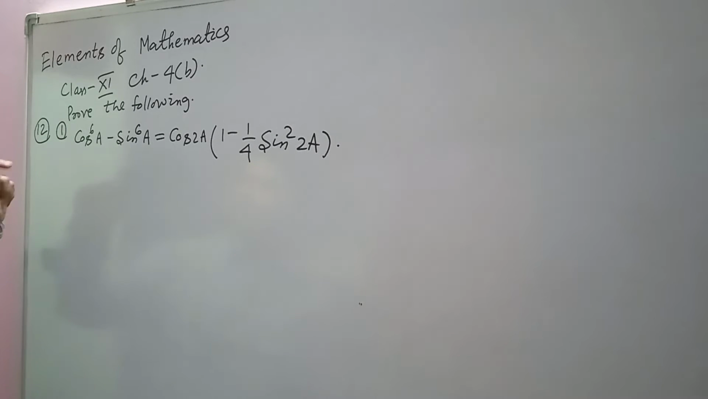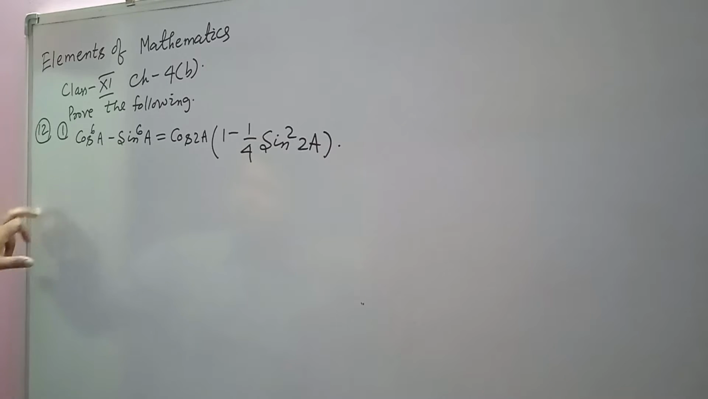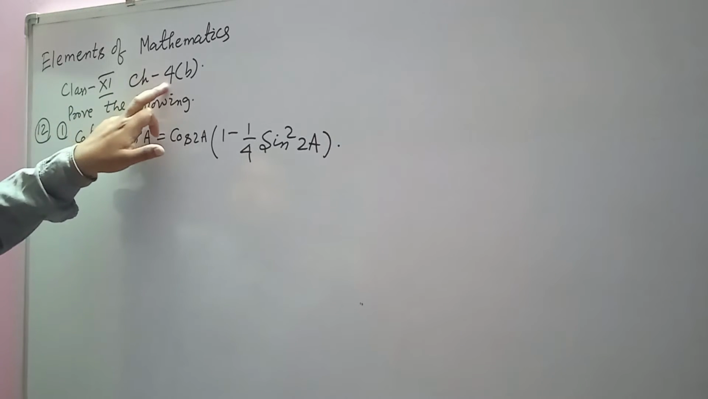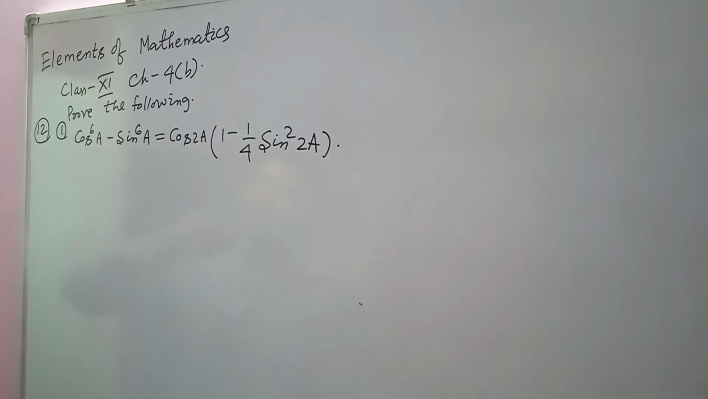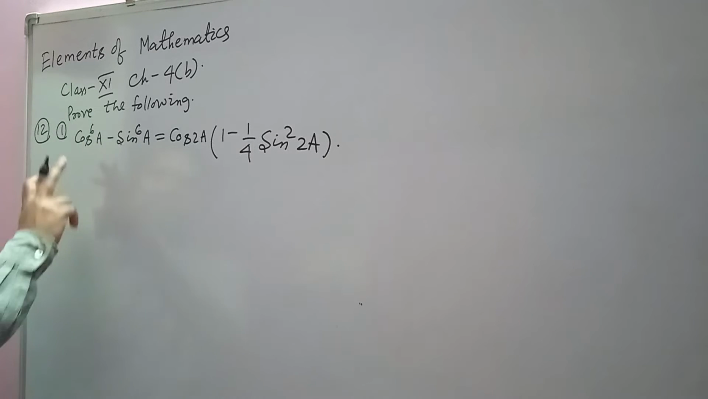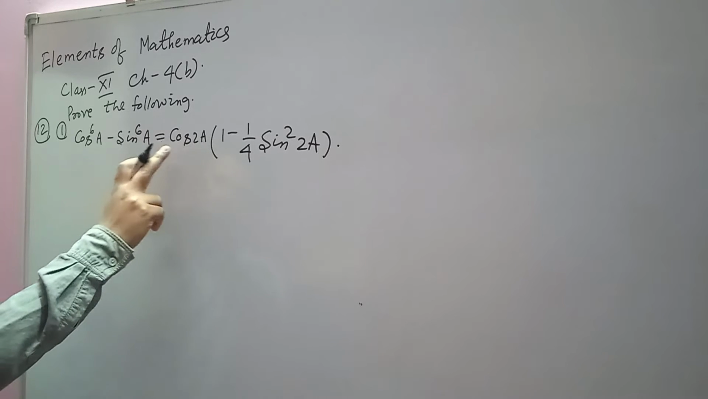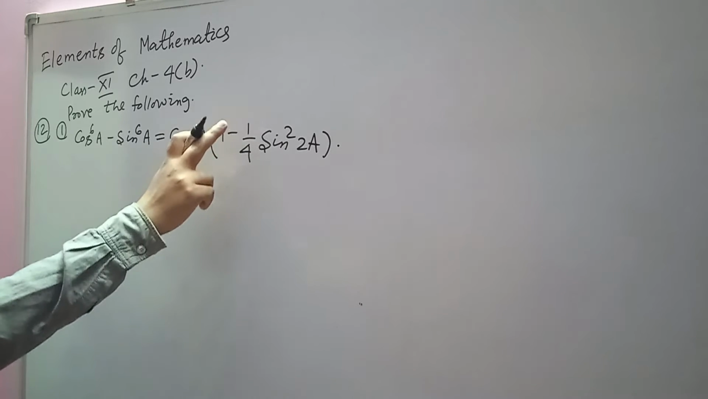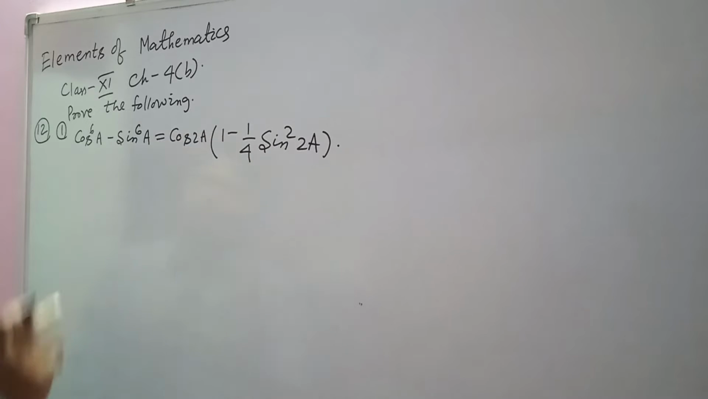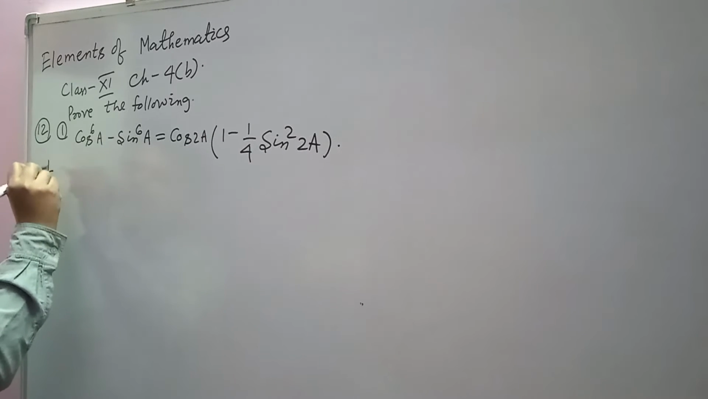In this video we are going to solve question number 12 of chapter 4b, Elements of Mathematics, class 11. First exercise, prove the following: cos^6 a minus sin^6 a equals cos 2a into (1 minus 1/4 sin^2 2a). Start from LHS.